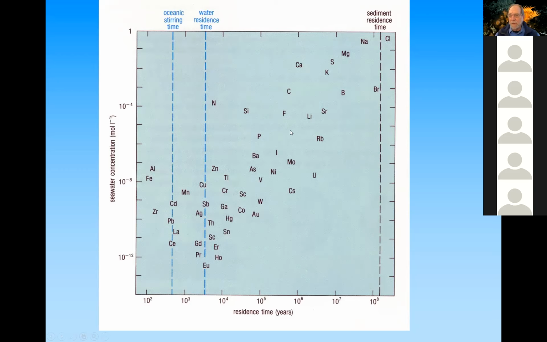Okay, I hope that explains a little bit better this concept of residence time and conservation. And we'll come back to that with more simple calculations as we go forward with the course. But these are important concepts to have under our belts.